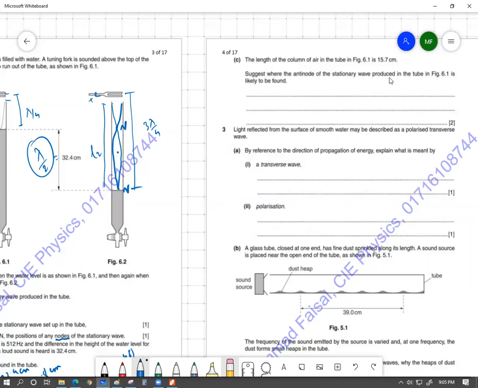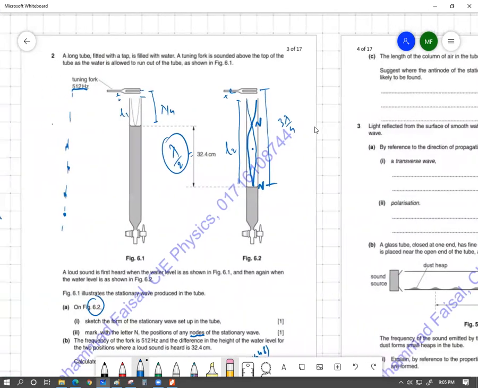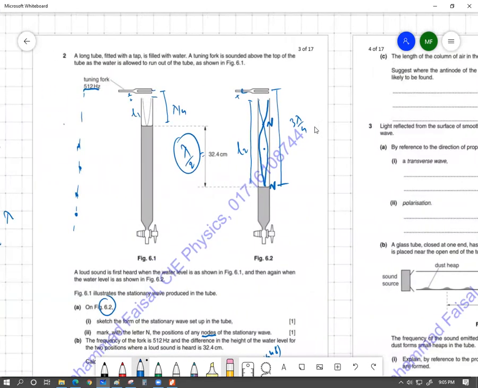Now try to understand this part. They've specified that the first resonant length is 15.7. So what they are meaning is this L1, so from the edge of the tube to the first resonant length, this much is 15.7. Now try to understand, lambda by 2 was 32.4. From this part, you can essentially see that lambda by 4 is supposed to be how much? Half of that. So that is supposed to be 16.2 centimeter, right?